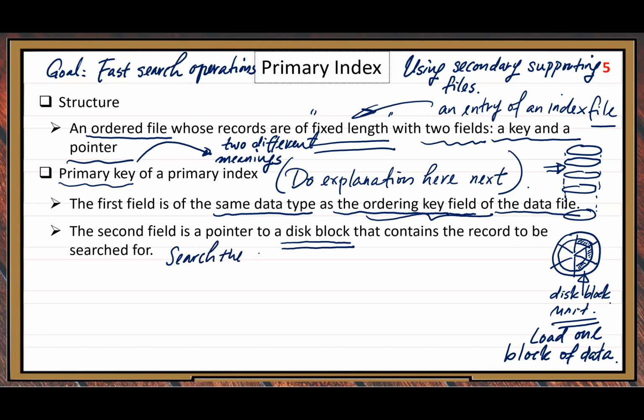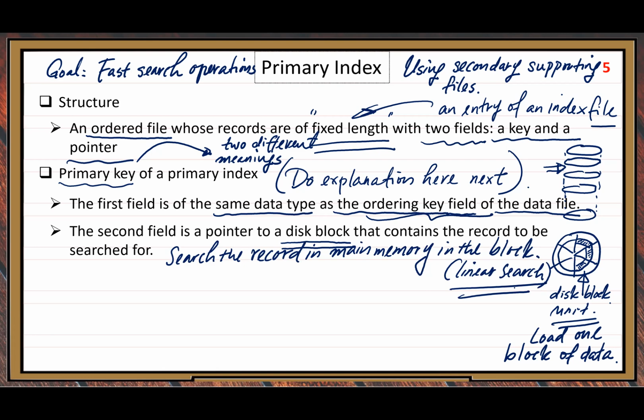You search for the record in main memory, in the block. And that search is a sequential search, a linear search, not a binary search, because the data is not ordered. Inside that disk block, the records are not ordered, so you cannot apply binary search.